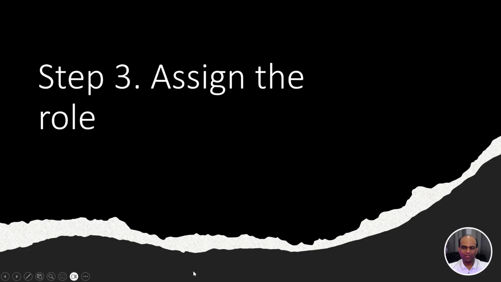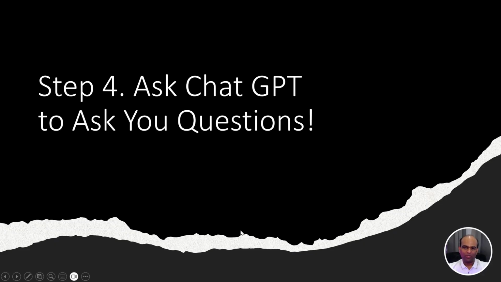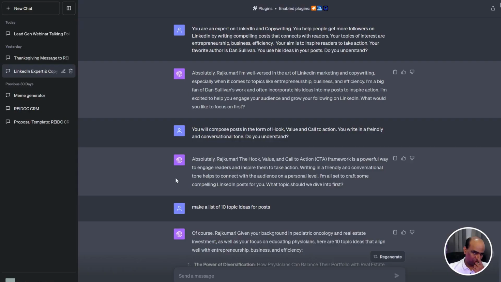So you always assign the role first, and then the next step is very, very important. This is a very powerful step which people miss, because how does ChatGPT know who you are? How does it customize for you, right? So here I'll show you a simple example you can do.